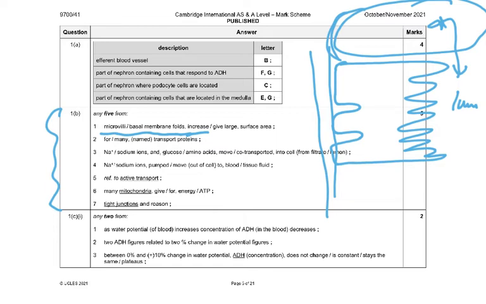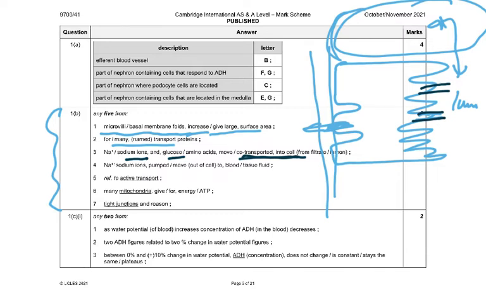So microvilli increase the surface area. That's the first point. Then for many transport proteins, why? Because you have the sodium potassium pump here, and then you have the co-transport channel proteins here. So you have a lot of things which have got to be stuck into this phospholipid bilayer. So you've got the co-transport channel proteins on this side. So many transport proteins, then sodium and glucose are co-transported into the cell. Make it very simple. Sodium ions and glucose co-transported into the cell.